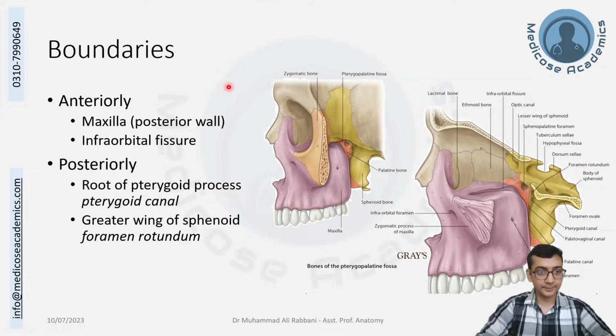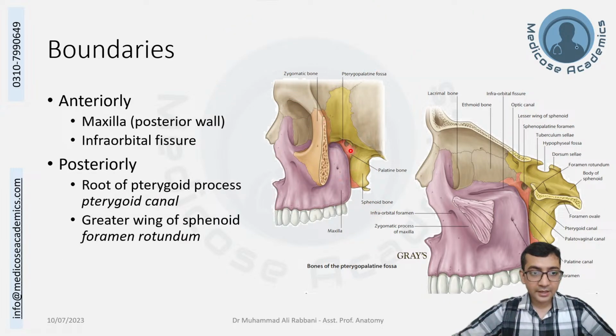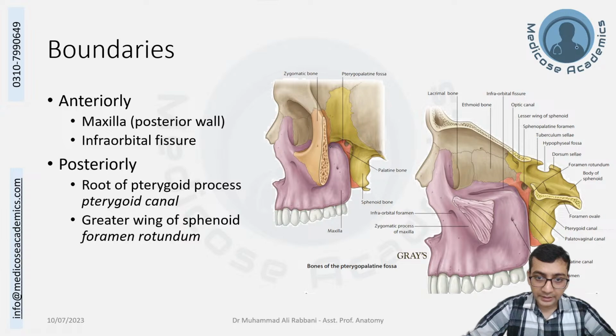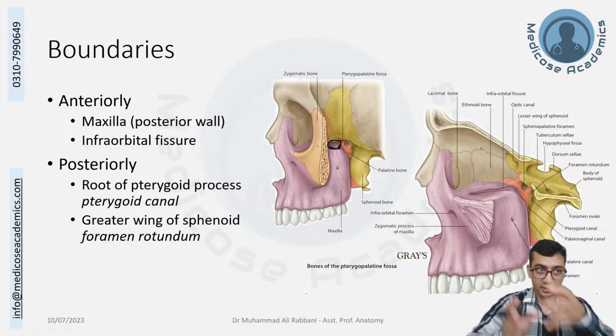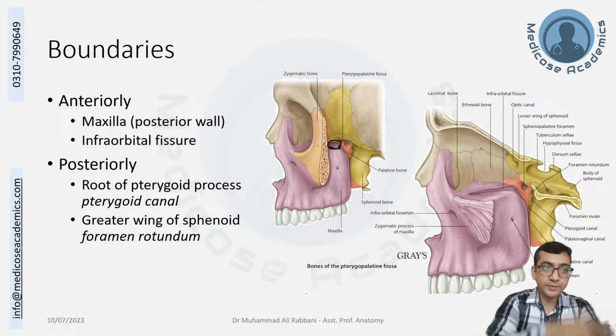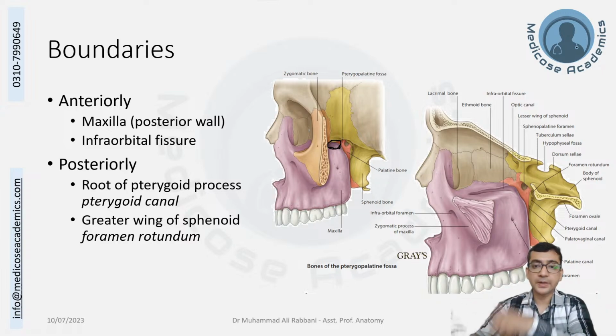I will change the slides here. The anterior wall is made up of maxilla, the posterior surface, and above it you can see this opening, this gap. This is the infraorbital fissure. The fissure that we talked about in the infratemporal fossa? Yes, that's the same fissure. This fissure on its medial aspect is opening to the pterygopalatine fossa. On its lateral aspect, it is going to the infratemporal fossa.